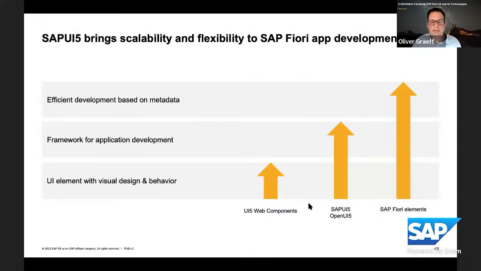And to put the technologies I mentioned into context, I mentioned the UI5 web components. These are individual UI elements, like a button and a table and so on. And you use them on top of other programming models like Angular or React. If you want to have the programming model as well from UI5, then SAP UI5 is the right choice.